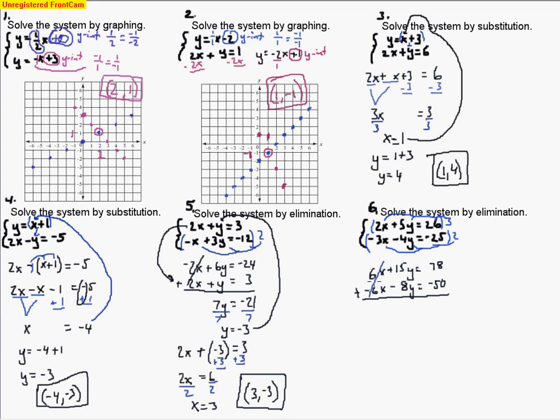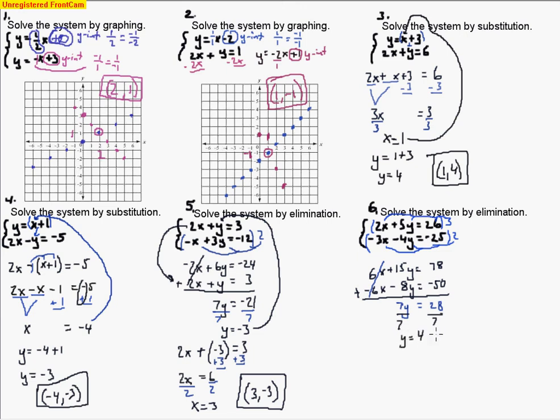So these terms cancel out. The x's cancel out. That's why we call this elimination. And 7y equals, and this makes 28. You do some division, and you'll have your answer. So divide by 7 on both sides, and we've got y equals 4.